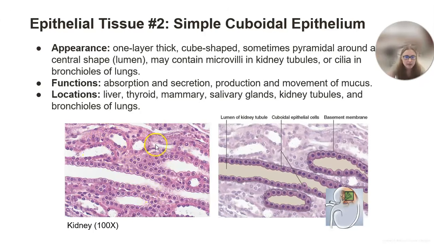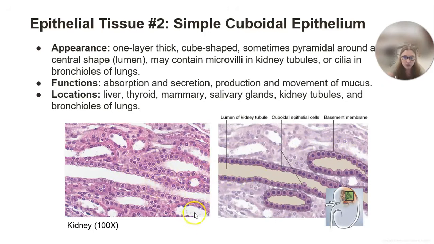So here again, we see a microscope image. Here we see the kidneys, and here we see that same drawing of this structure. What we can see is that these cells are roughly cube-shaped in appearance. We can see our basement membrane that is anchoring these cuboidal epithelial cells to some connective tissue. Here in the drawing, you can see that basement membrane highlighted really well.